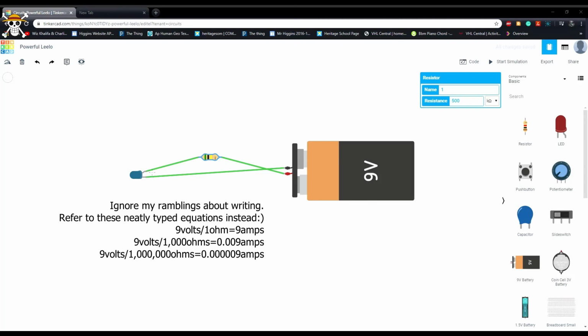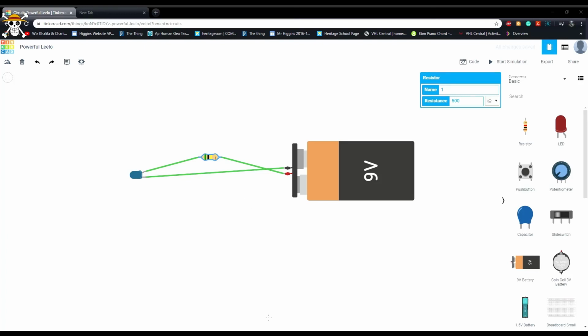And let's see, 0.009. My zeros are bad. 9 amps. And that is the amount of current that is going through this circuit when you have a 9-volt battery and a 1 million ohm resistor.